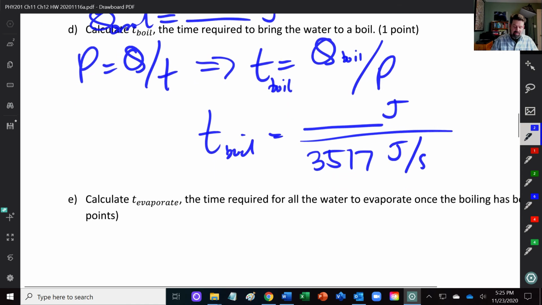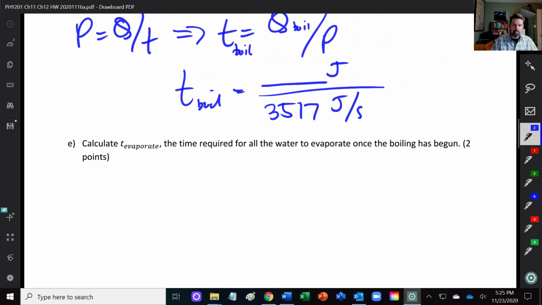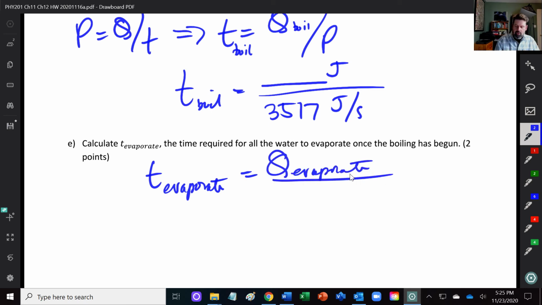Now calculate T evaporate, the time required for all the water to evaporate once the boiling has begun. I'm not going to work this whole problem, but it's very much like parts of all the other stuff. So the time is going to be the heat to evaporate over the power, which is the same. It's that value right there because it's the same stovetop.